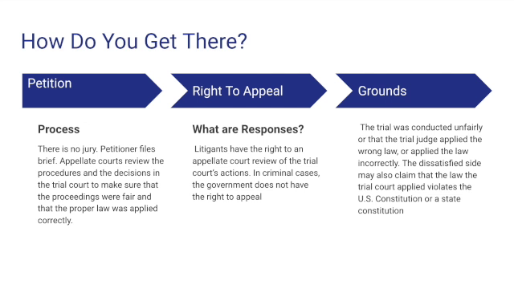And what are the grounds that you can appeal on? Well, you can appeal because the trial was conducted unfairly, that the trial judge applied the wrong law or applied the law incorrectly. The dissatisfied side can also claim that the law the trial court applied violates the U.S. Constitution or a state constitution. And sometimes these cases do get overturned.